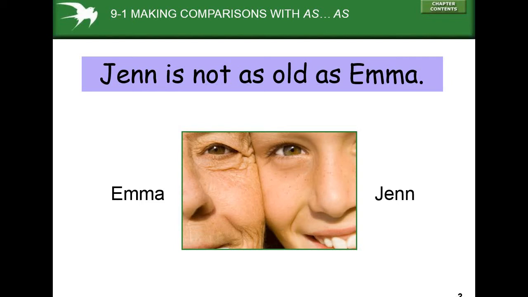But here when we are comparing two people, we write the sentence like this. Jen is not as old as Emma. That means she is not as old. Who is as old? Emma is that old, Jen is not. Here we are comparing two people. How many people? 2 people. Yes, this is called comparing.